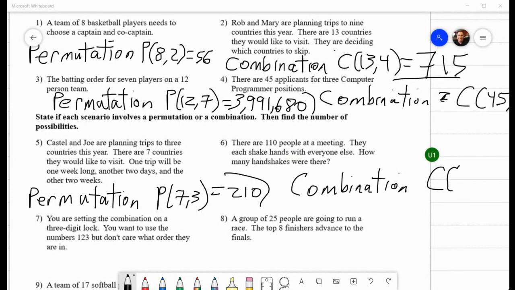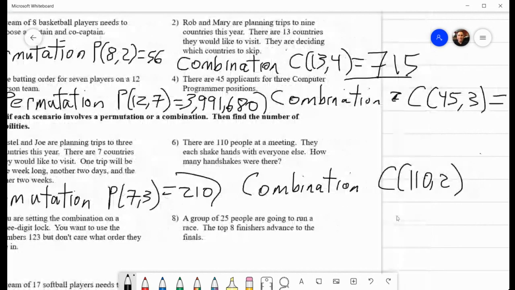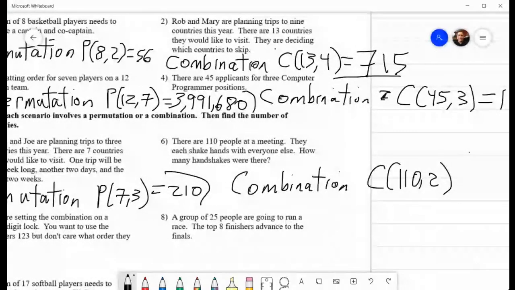So we're going to have C of 110, comma 2. So that's what's going to happen here. And that turns out to be this number. That's what that turns out to be. Okay, so that was good. Are there any questions about that?